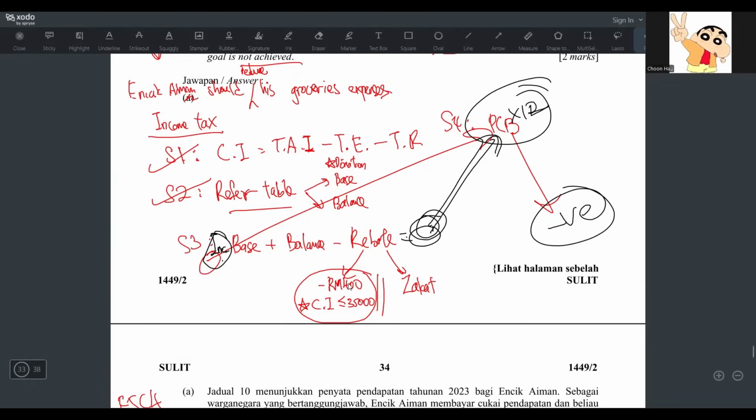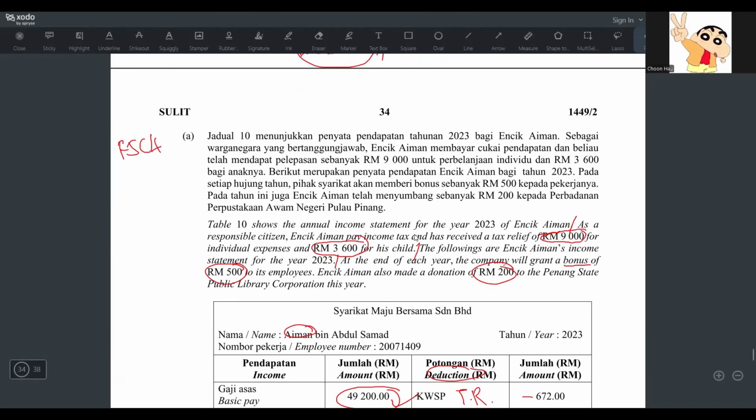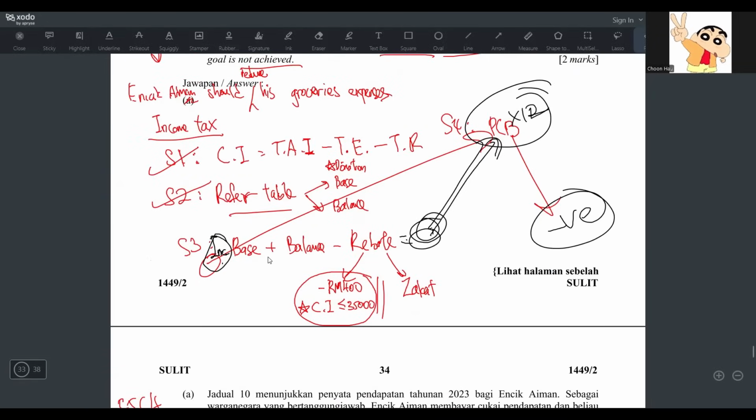And then rebate ada dua jenis. First is kena minus 400 only if your chargeable income does not exceed 35,000. Another rebate is the zakat, right? And there is also step 4. Step 4 is the PCB, but not all questions have PCB. I remember this question from Penang paper don't have PCB. So we just do until step 3 only lah.